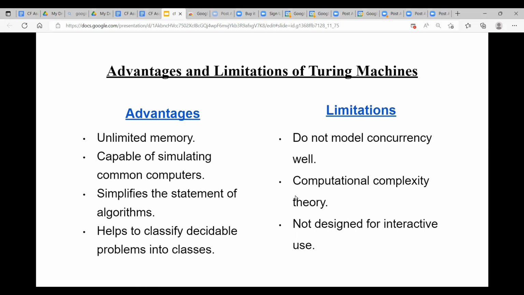Moving on to the limitations, Turing machines do not model concurrency well. Concurrency is the ability to execute multiple processes at the same time. Turing machines do not support this well. The other limitation is computational complexity theory. A good example for that is the binary search. Also, Turing machines are not designed for interactive use. Turing machines were developed before the interactive use of computers became popular. Therefore, they were mainly designed for batch processing as well as the execution of non-interactive tasks. Moving on to the next slide.